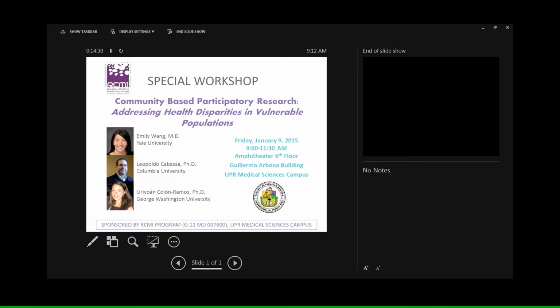Welcome to today's workshop, Community-Based Participatory Research Addressing Health Disparities in Vulnerable Populations. I think that it is a very special occasion for the RCMI program, Research Centers in Minority Institutions at the University of Puerto Rico Medical Sciences campus, to really sponsor this particular activity. As many of you probably know, the RCMI program was transferred from the National Center for Research Resources to the National Institute of Minority Health and Health Disparities in 2012.